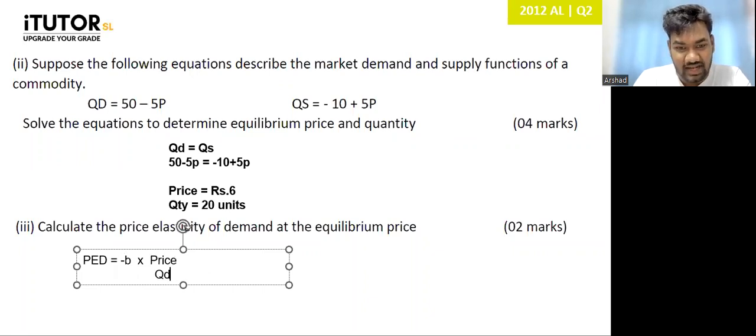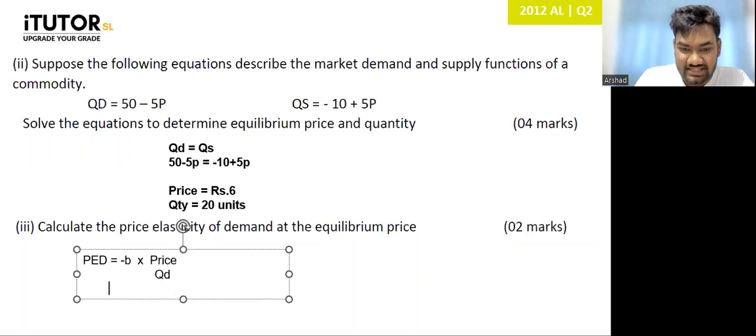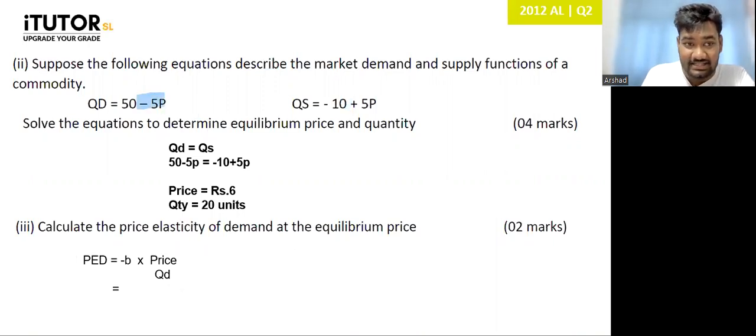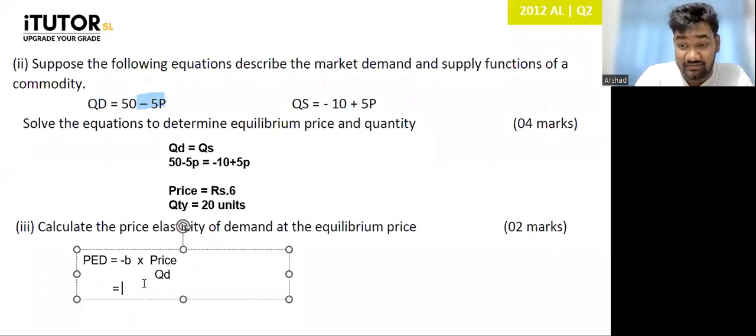So can you give me the numbers, guys? How much is minus B in my example? QD equals 50 minus 5P. So what is my minus B? My minus B is this minus 5. So then I say minus 5.